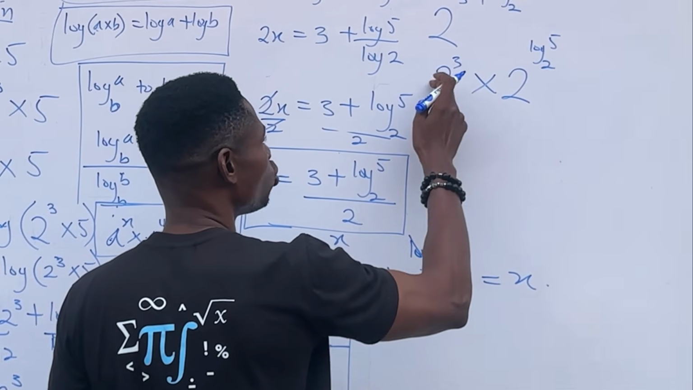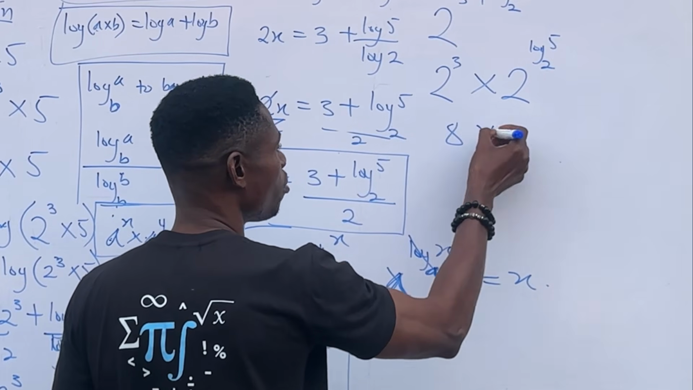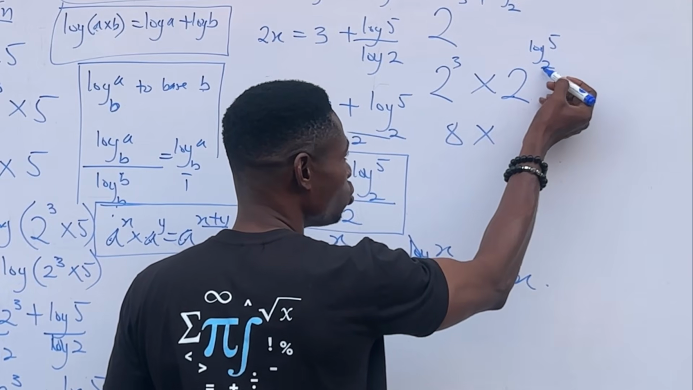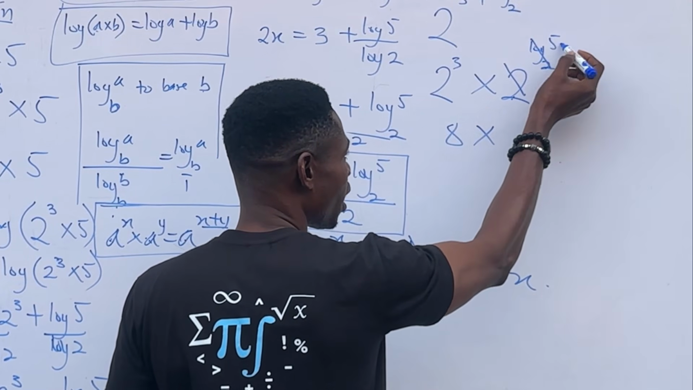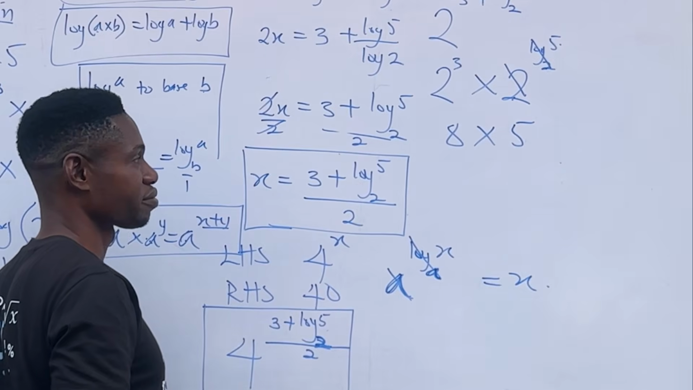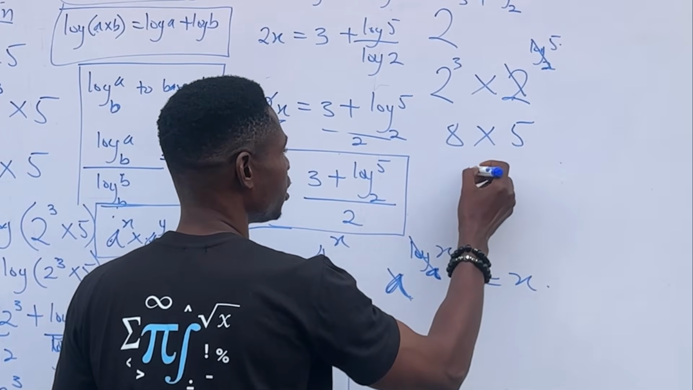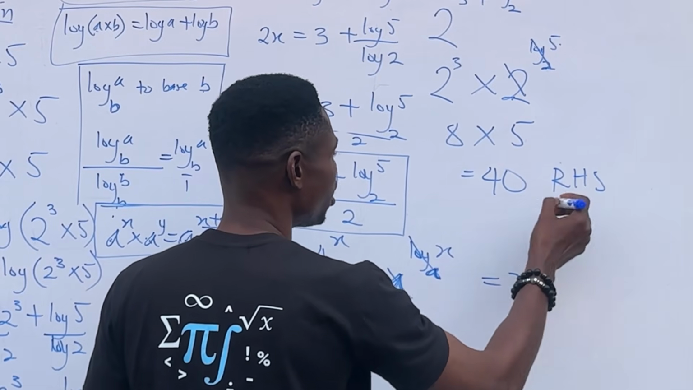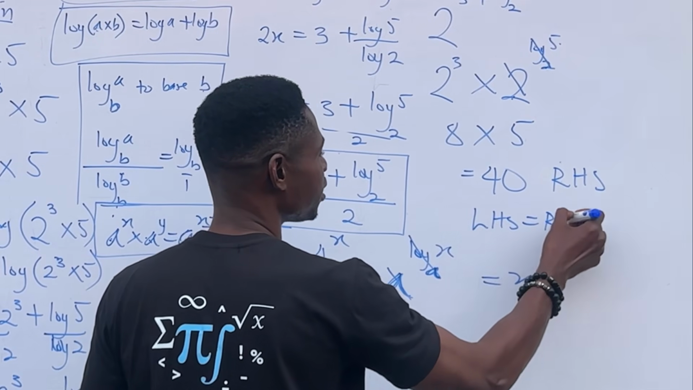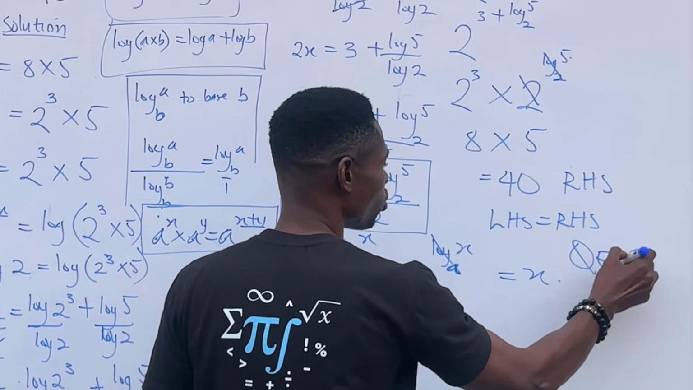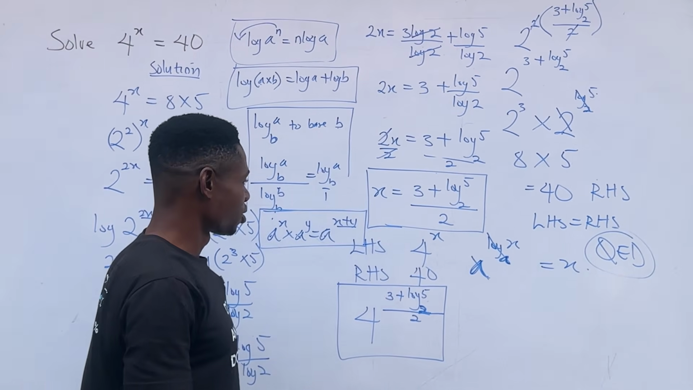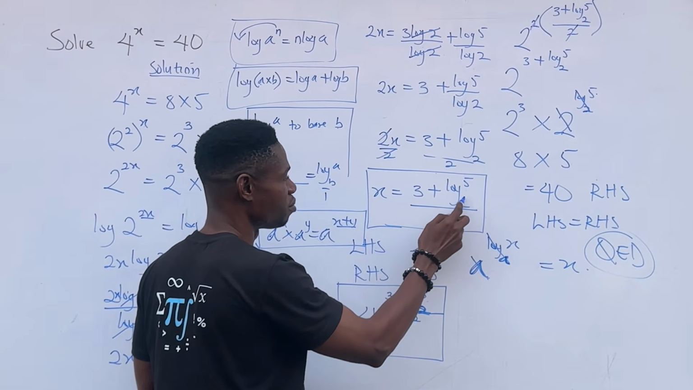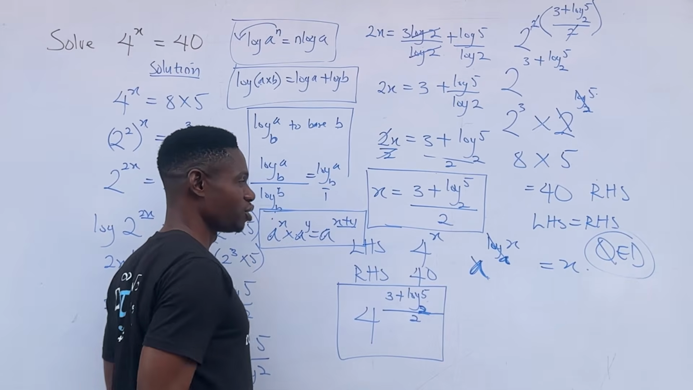Now if we apply that here, 2 raised to the power 3 itself is 8, multiplied by, since the base of the logarithm is 2 and the number is 2, they cancel out, and our answer is 5. Now 8 multiplied by 5 is 40, and this is our right hand side. Once the left hand side is equal to the right hand side, we have proved what we wanted to prove. So our answer is x equal to 3 plus log 5 base 2, divided by 2.